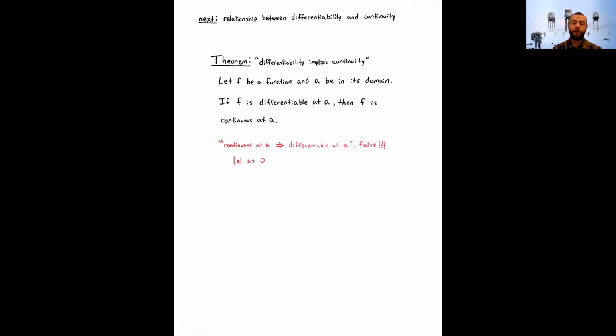is absolute value of x. The graph of absolute value of x at x equals 0 is continuous, but it's not differentiable due to the sharp point. So keep that in mind as the standard counterexample to this statement in red. The theorem is true. The statement in red is not true. It's false.